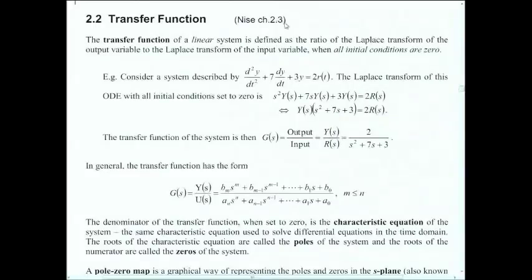We can have a look at NICE chapter 2.3. The transfer function of a linear system is defined as the ratio of the Laplace transform of the output variable to the Laplace transform of the input variable. So it's a ratio of something of s over something of s, when all initial conditions of the linear system are 0. So that's important. We're not having arbitrary initial conditions, they're 0.